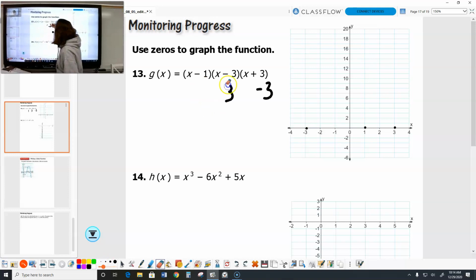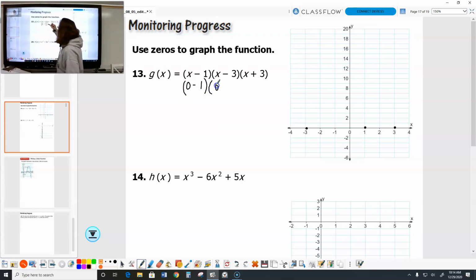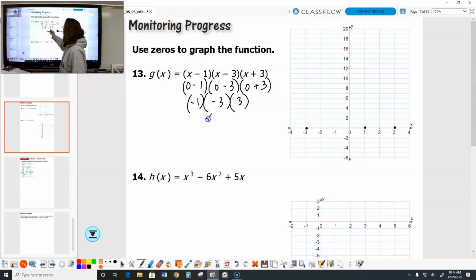Let me erase this so we have some room to work. Okay, well let's try putting in 0. Okay, so if x is 0, what will we end up with? If x is 0, I'm going to have 0 minus 1, 0 minus 3, and 0 plus 3. So that's going to give me -1 times -3 times +3. So that's -9. That's going to be +9. So when x is 0, y is +9. So that's going to be right there. All right, let's go ahead and choose another one.